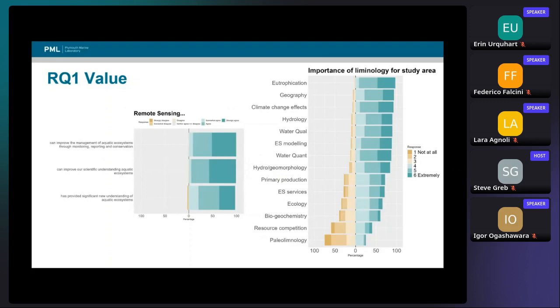Respondents also thought that limnology was really important for these different areas of study, for example, eutrophication, geography, climate change. It was perceived as least useful for paleolimnology, resource competition, and biogeochemistry. So in general, people thought that remote sensing does have quite a lot to offer the different areas of scientific study.